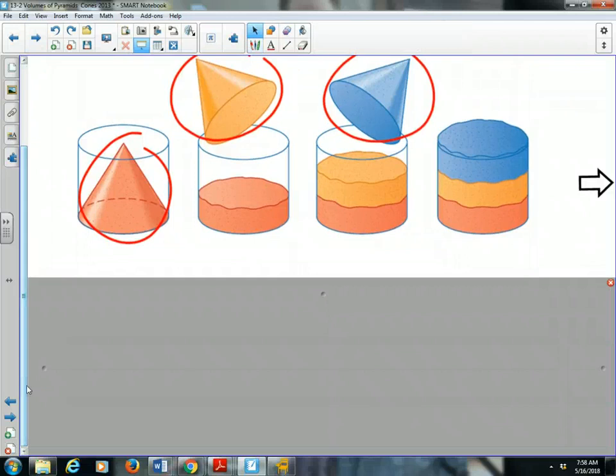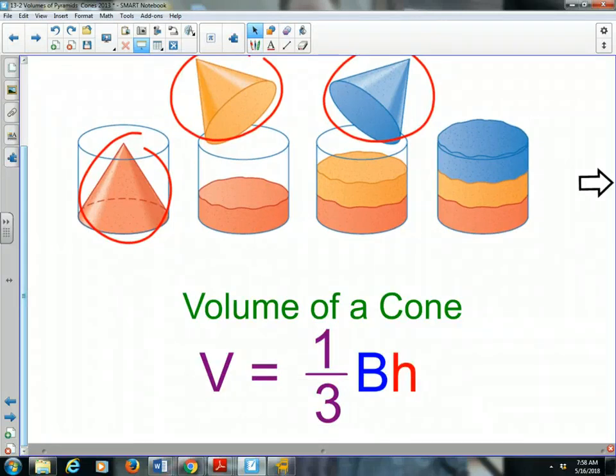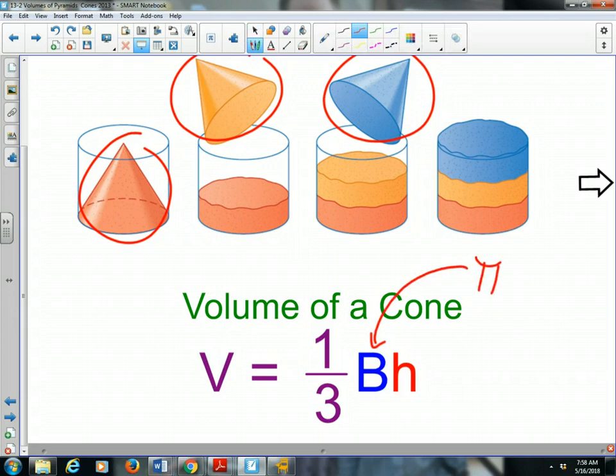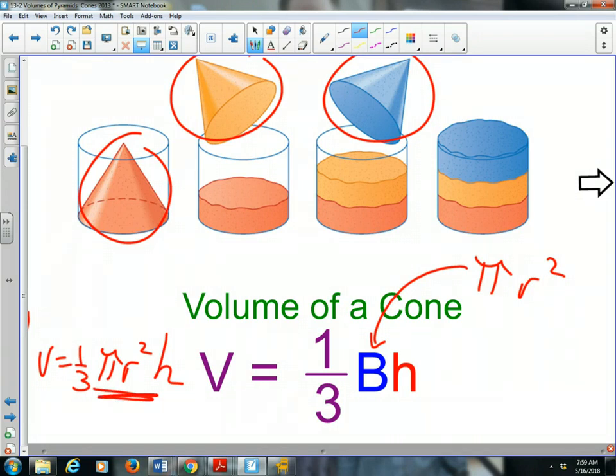Or our formula would then be, again, 1/3. The volume of a cone is 1/3 of a cylinder. And remember what the base of a cylinder is. It's a circle, so it's pi r squared. So really what you could write down, the volume of a cone is 1/3 pi r squared times the height. Because this is the area of the base. 1/3 the area of the base times the height.